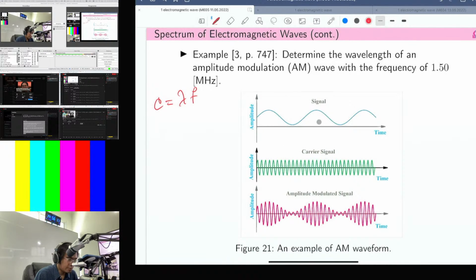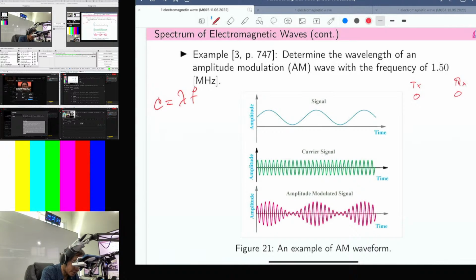Of course, the purpose of communication engineering is that you want to transmit information to the listener from one point to another point. Let's say from the transmitter to the receiver. Let's say this is the transmitter, and here is the receiver.